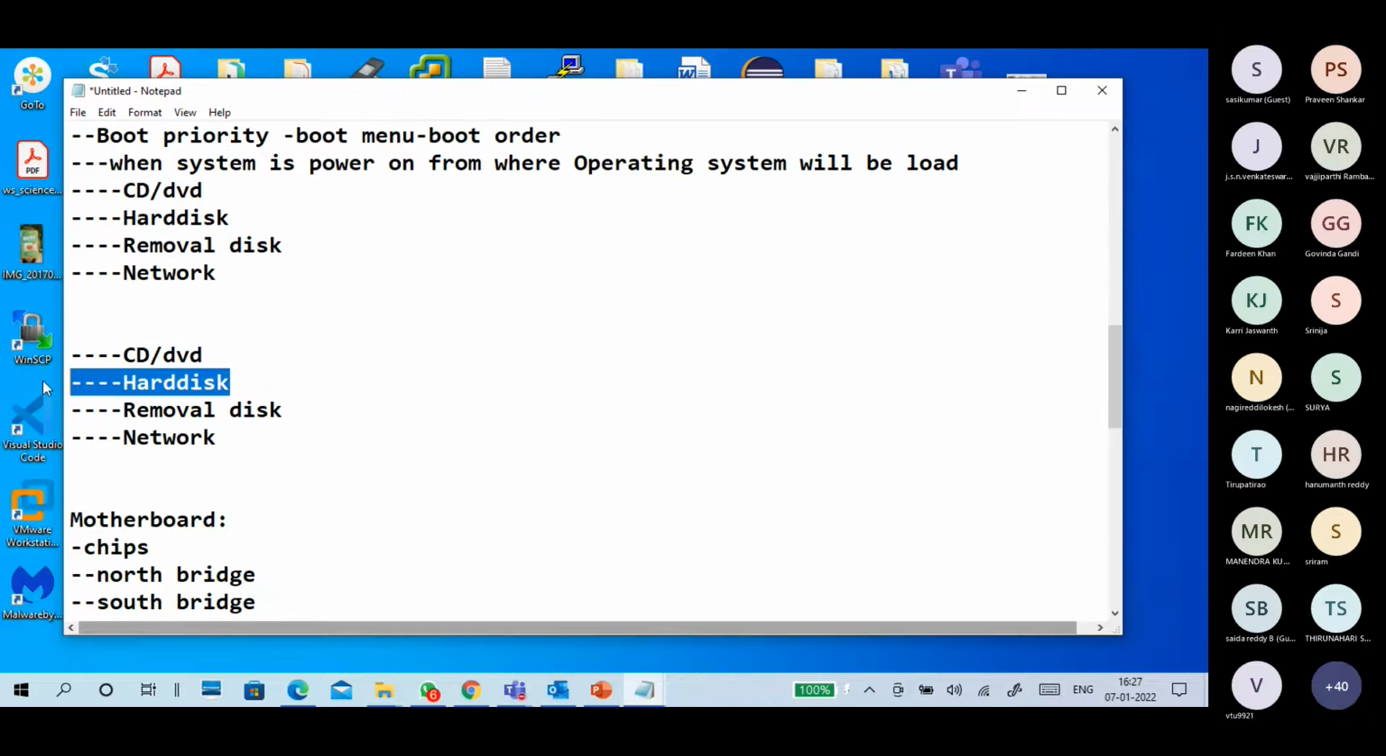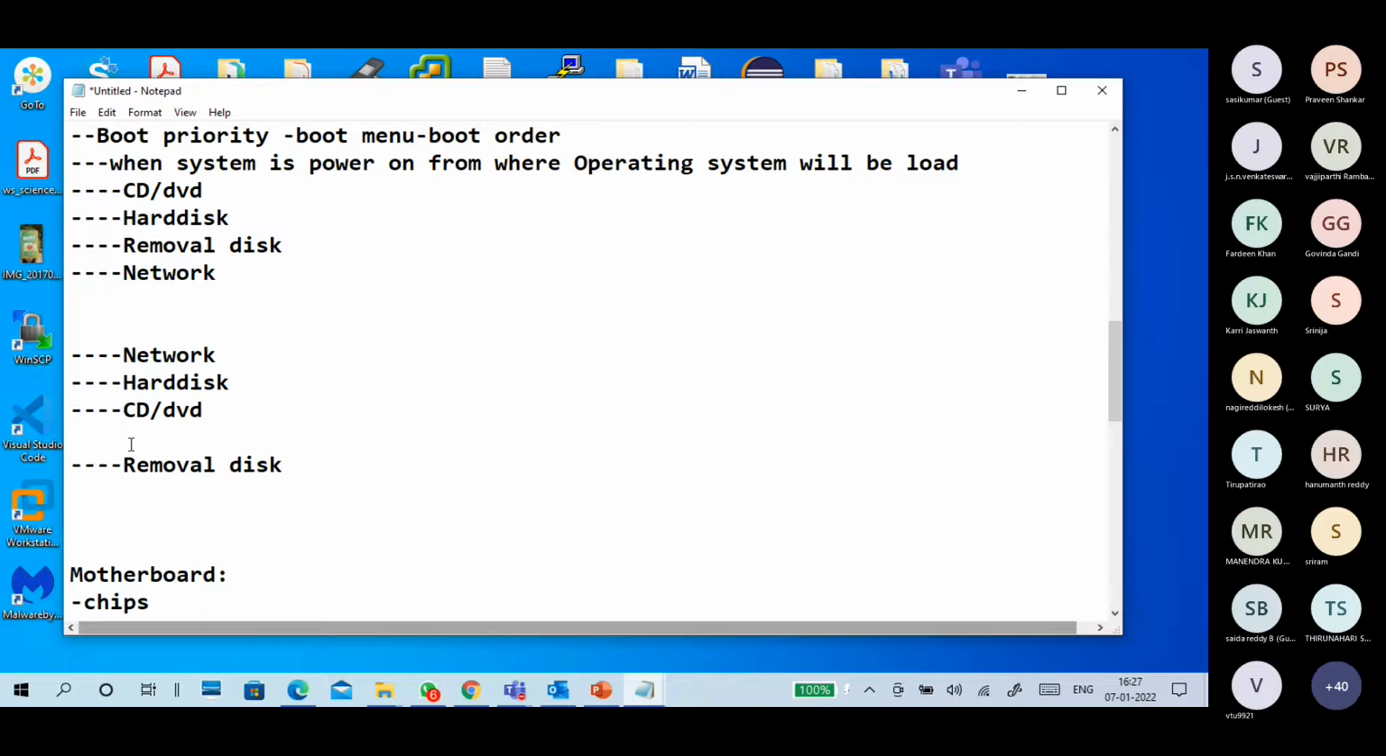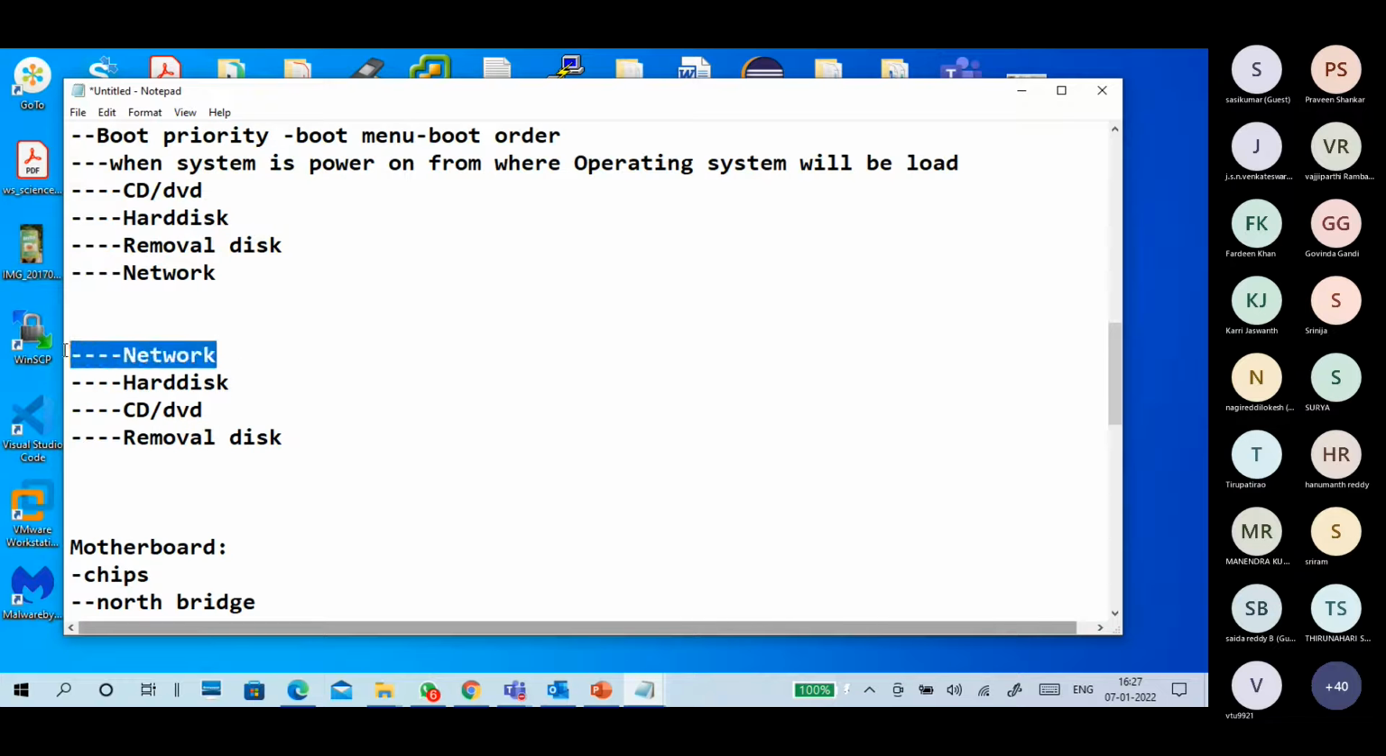A different order. For example, I put this order here. For example, I start my PC. My order is like this. So it searches for an operating system on the network. Nothing is there, it didn't find. It searches for an operating system on the hard disk. Not found. It searches for an operating system on the CD-ROM. It is there, so it starts booting from the CD DVD. It won't go to the next one.